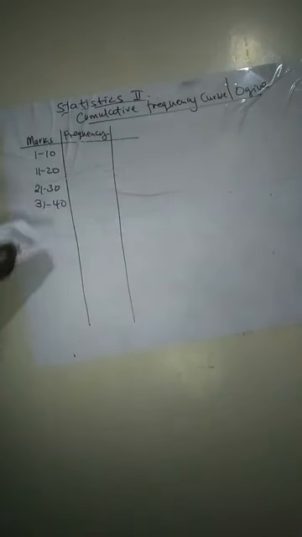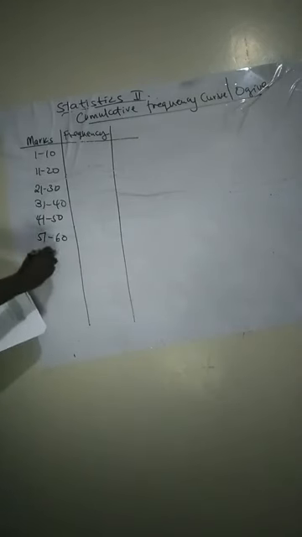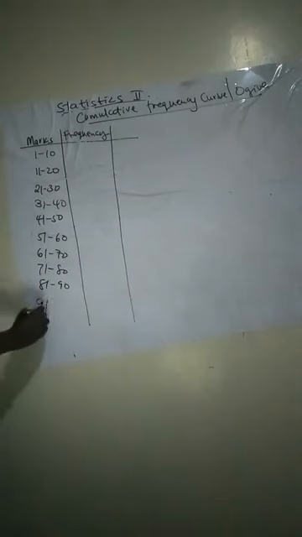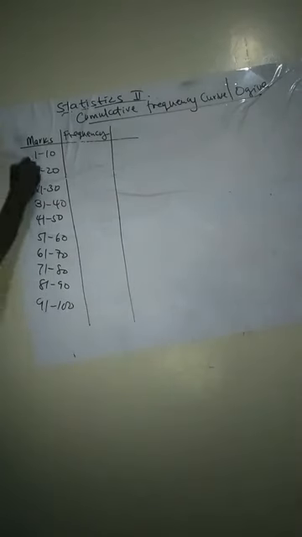First class is 1 to 10, the next one is 11 to 20, the next one is 21 to 30, and the next one is 31 to 40, the next one is 41 to 50, the next one is 51 to 60, the next one is 61 to 70, and the next one is 71 to 80, 81 to 90, and lastly 91 to 100.